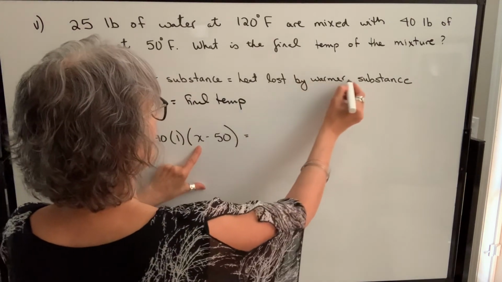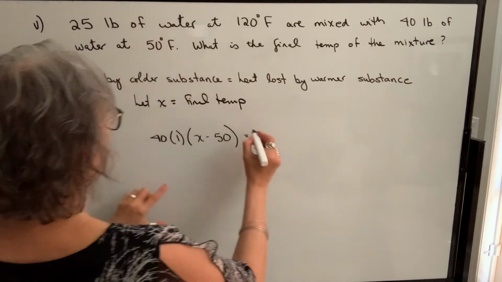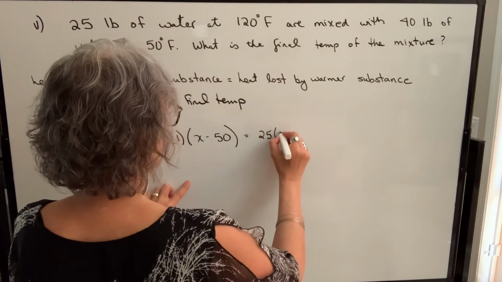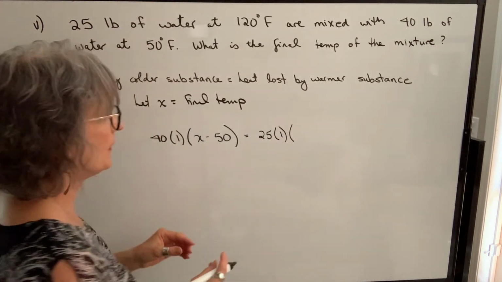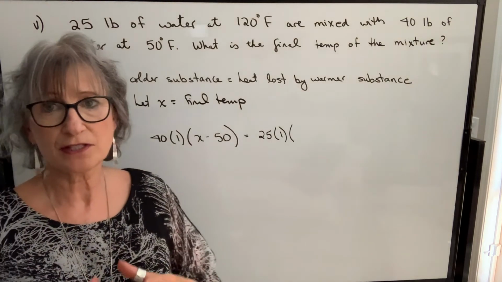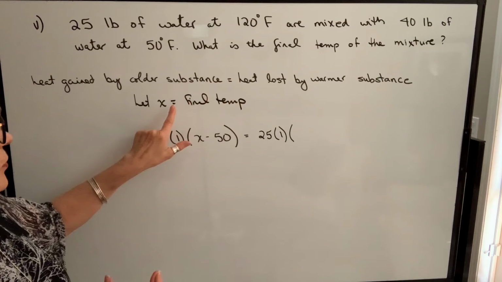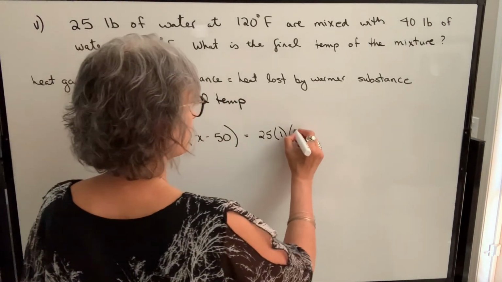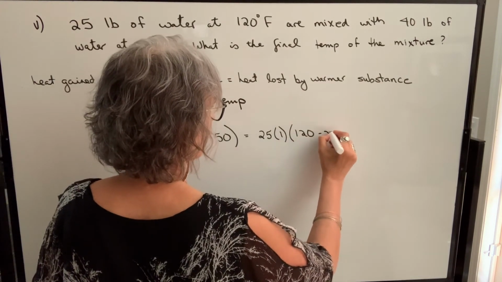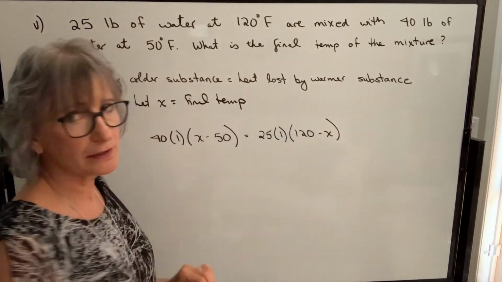Then the heat lost by the warmer water will be 25 pounds times the specific heat of 1. And then the way that we're going to express the temperature difference of the warmer water, it's going from 120 degrees Fahrenheit down to X. So we write that as 120 minus X. So the order is very important.